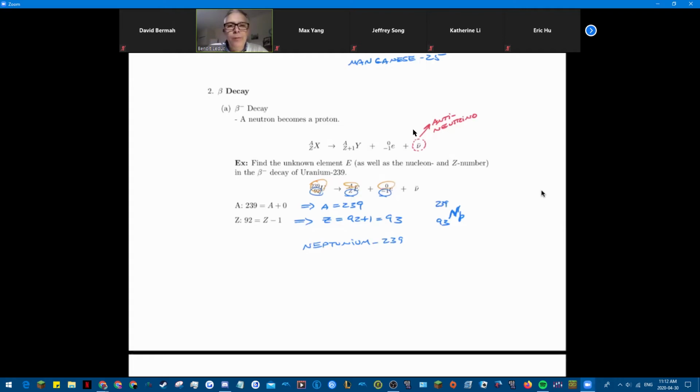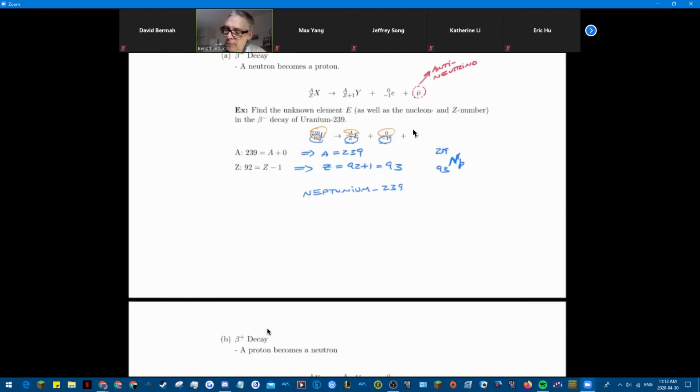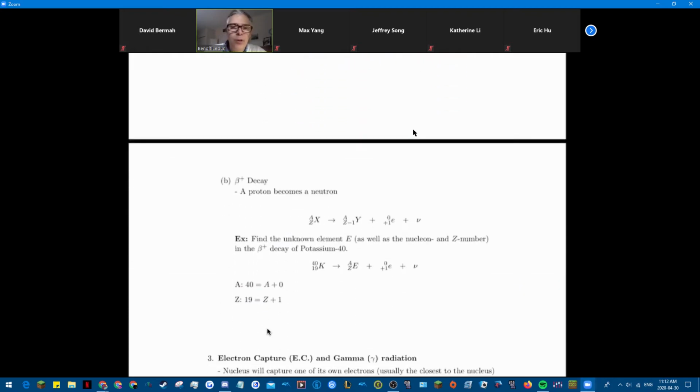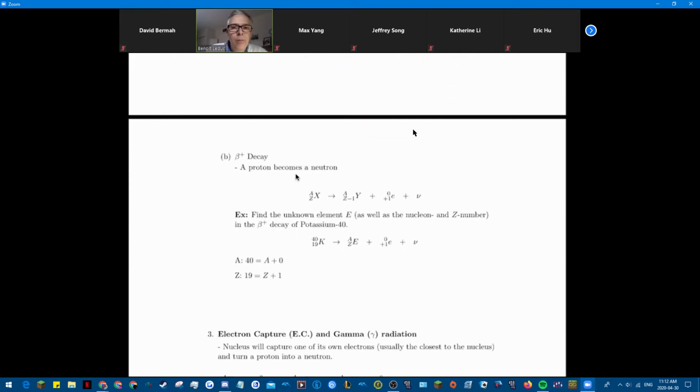There's also another form of beta decay. It's called beta plus. In beta plus, it's the other way around. A proton will become a neutron. Now you start with +1 and you end up with no charge. You cannot create or destroy charge, so there must be a creation of something that has a positive charge.